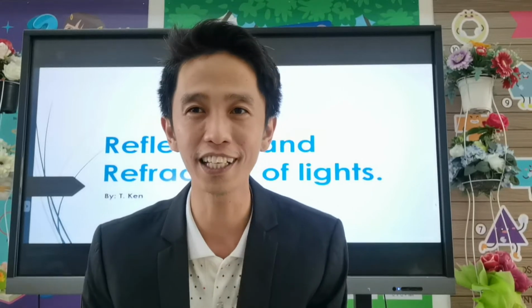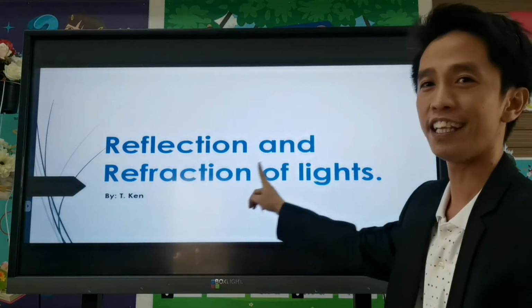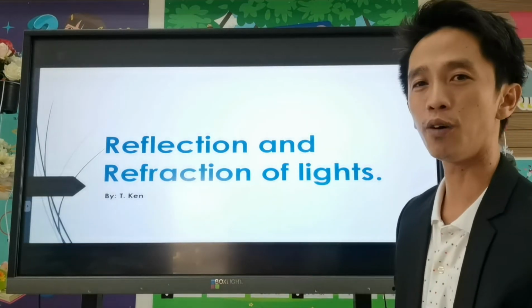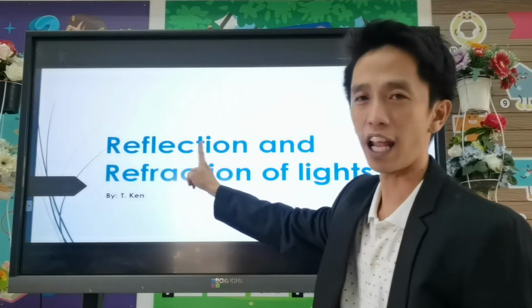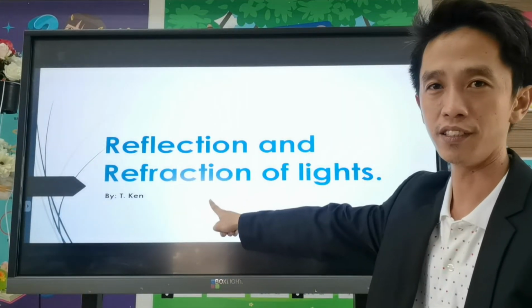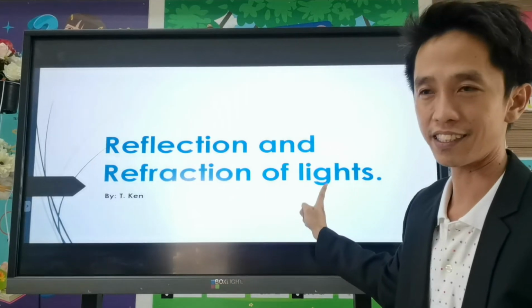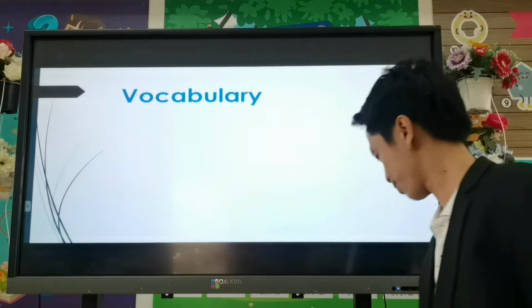Good day, grade 4. Our topic today is about reflection and refraction of lights. Again, let's say it. Reflection and refraction of lights. Alright? Here's our vocabulary.